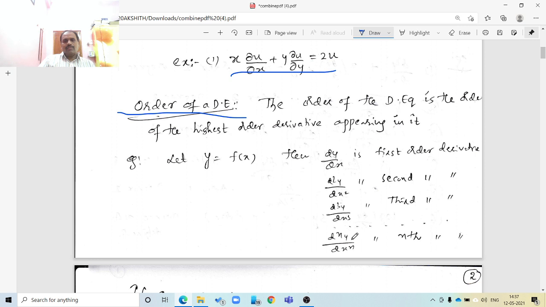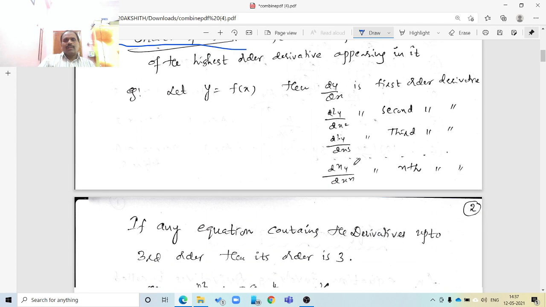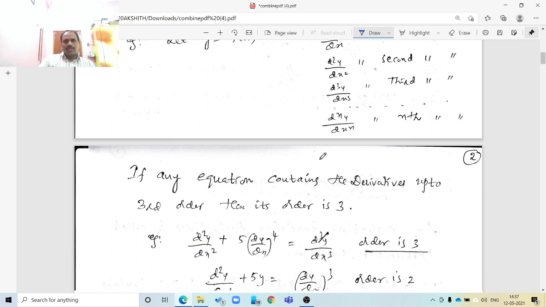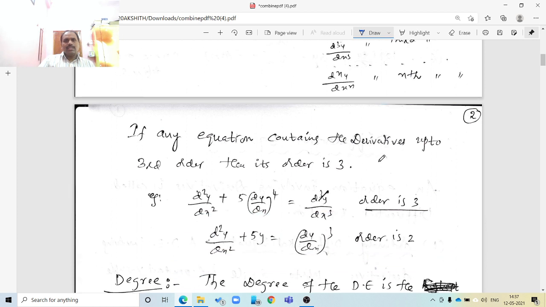If you differentiate with respect to x n times, you will get the nth order derivative. So this is called order. If any equation contains the first three derivatives, that means dy/dx, d²y/dx², d³y/dx³, then among these three derivatives, what is the highest order? That is third. The highest order derivative is d³y/dx³. Therefore, by the definition, the order of the differential equation is 3.